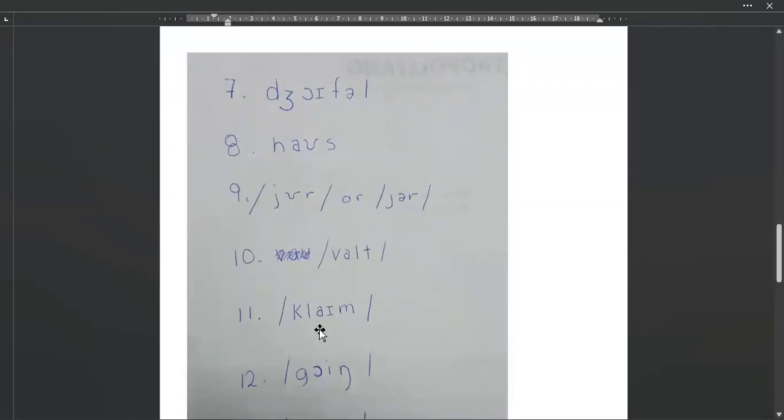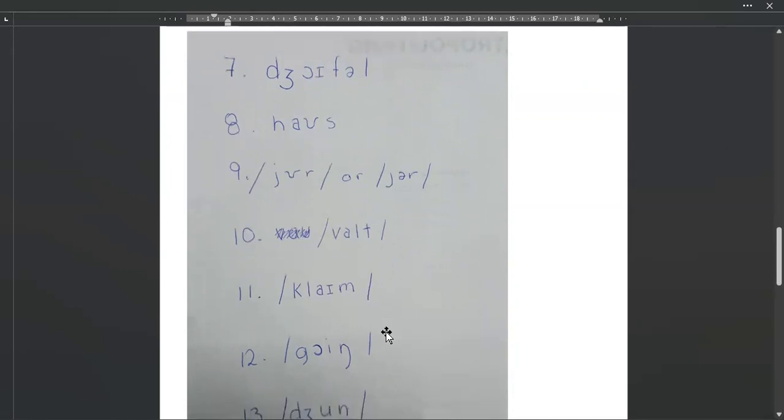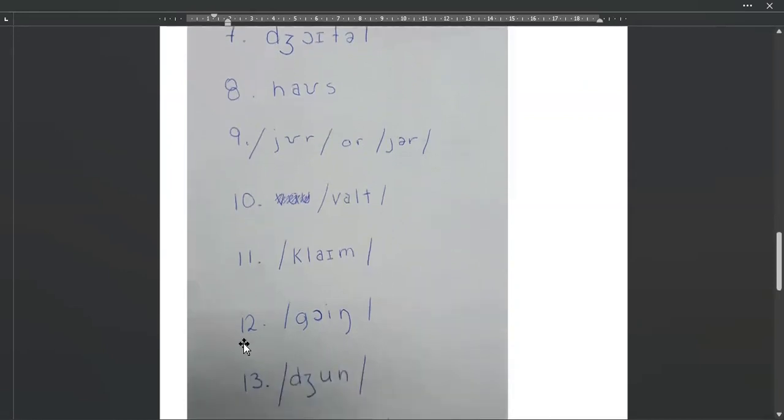Number 11, pretty simple. We have the diphthong I, so climb. Now, in this word, there's no B sound. The B is not pronounced, silent. Then in 12, we have going, which is the oi diphthong, and then the N, right? The velar N, going.